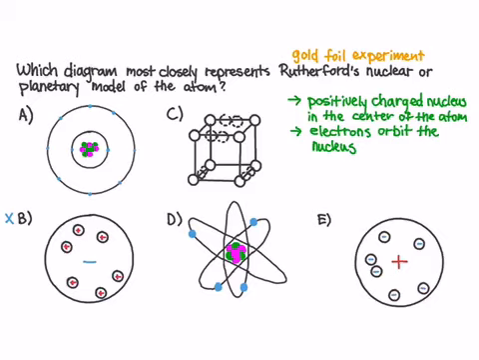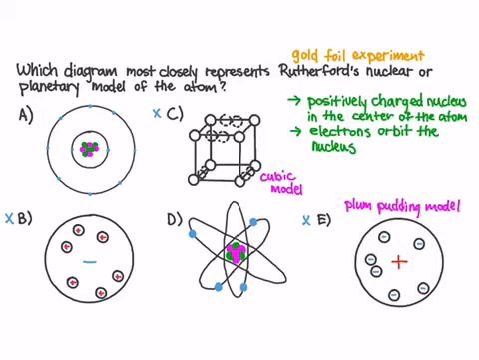In answer choice C, we have particles arranged on the corners of a cube. This diagram is referencing Lewis's cubic model of the atom. In answer choice D, we have electrons orbiting a central nucleus, which is what we're looking for, so let's keep this answer choice in mind as well. Our final answer choice has negatively charged particles embedded in positive charge. This certainly doesn't describe what we're looking for, but it does describe the plum pudding model of the atom.